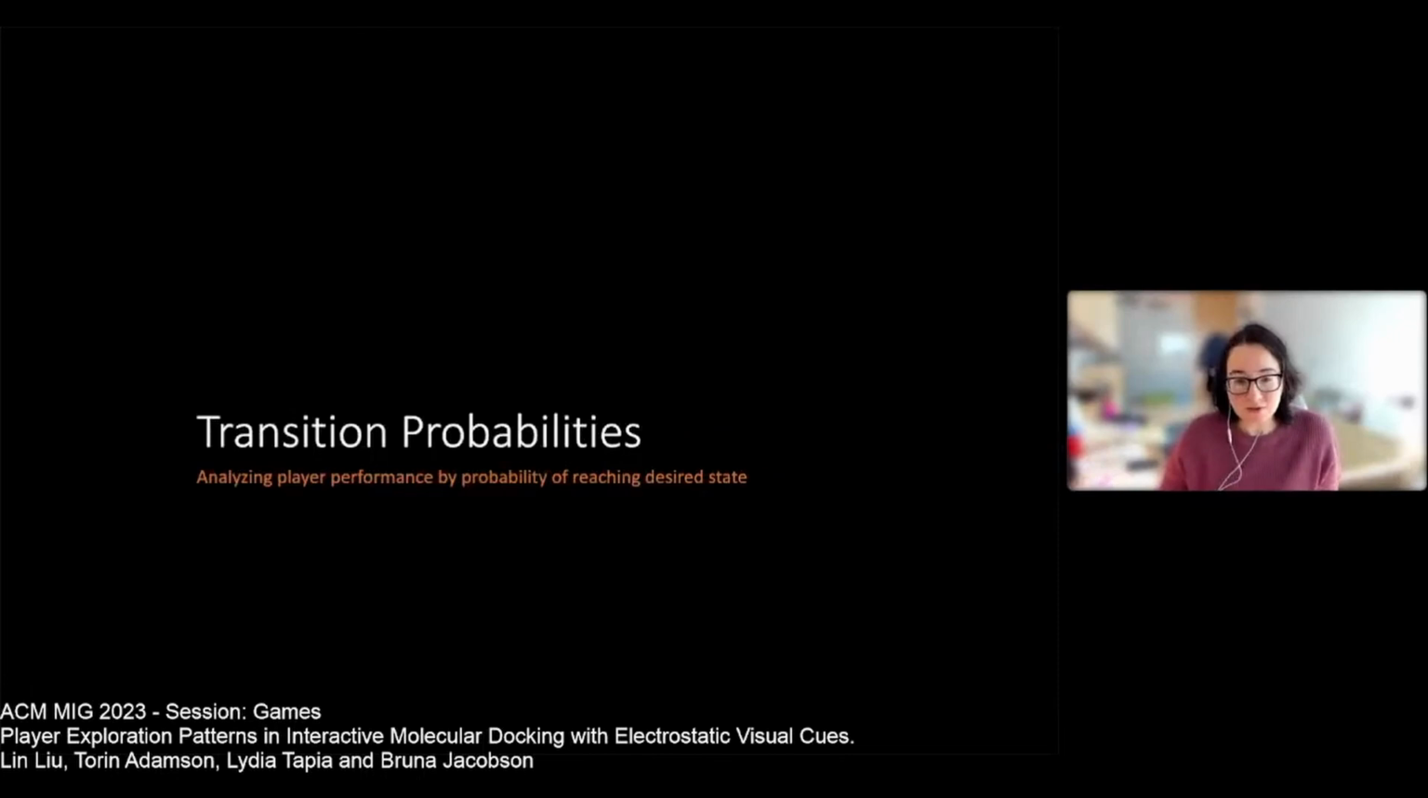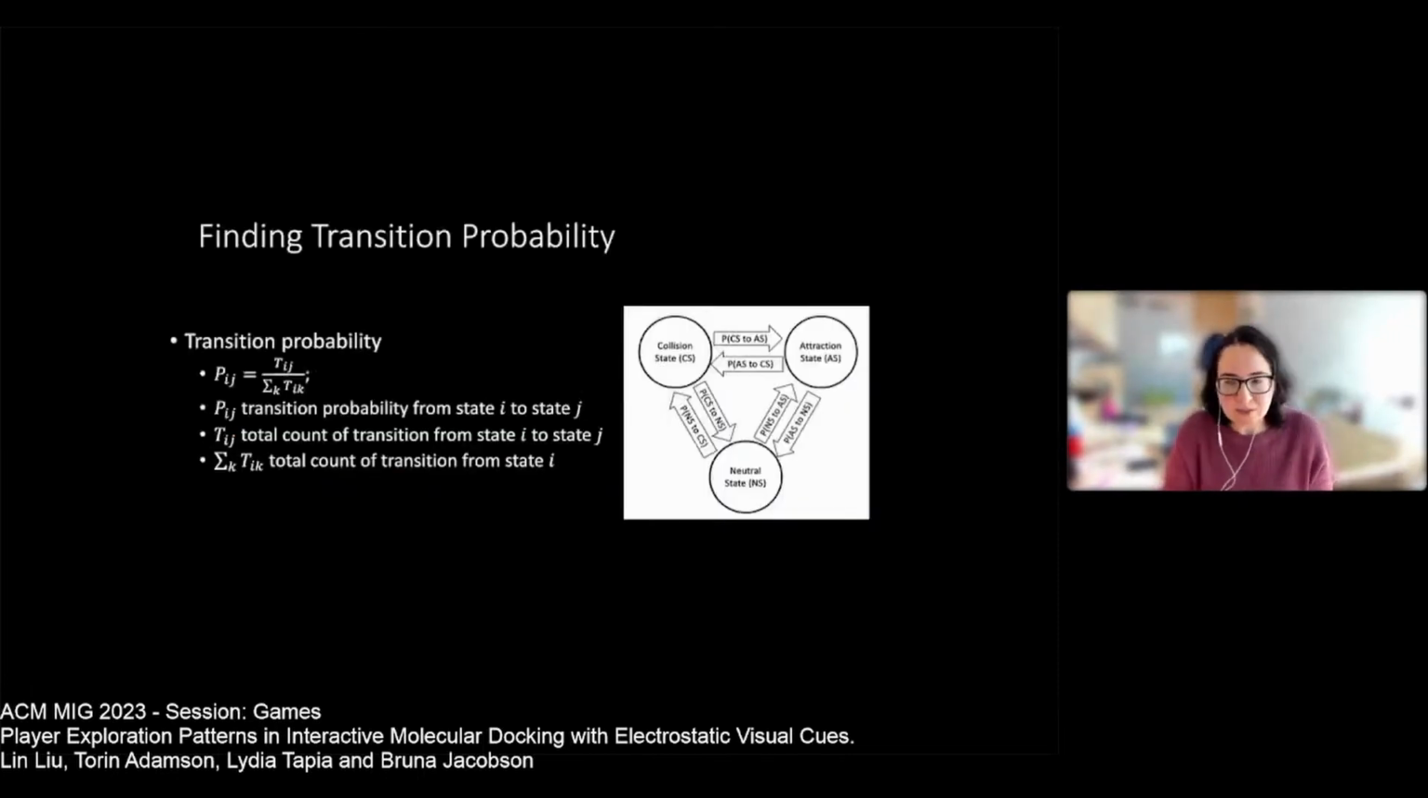So calculating transition probabilities. Now that we know the states and we have all the data points, we can count how many times you go from one state to another. And the transition probability is simply the ratio between this count. So if you're going from collision state to attraction state, you can count how many times you do that and divide it by all transitions from collision state. That will give you the transition probability.